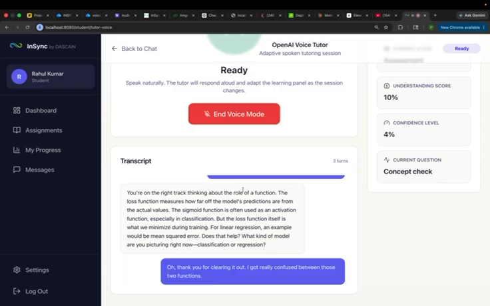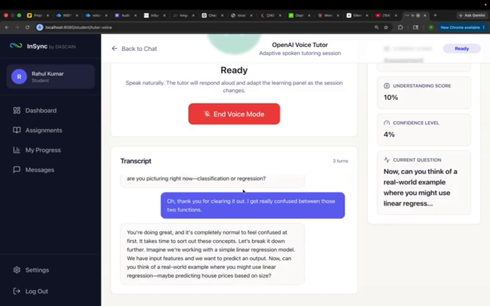You're doing great, and it's completely normal to feel confused at first. It takes time to sort out these concepts. Let's break it down further. Imagine we're working with a simple linear regression model. We have input features, and we want to predict an output. Now, can you think of a real-world example where you might use linear regression?